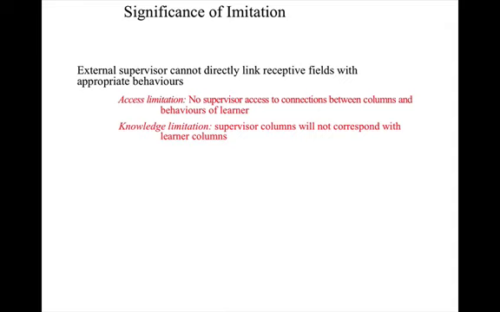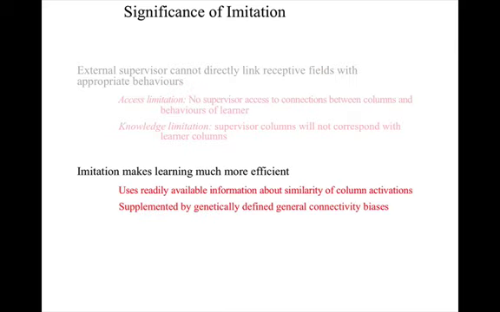Anyway, the lack of correspondence between receptive fields in the teacher and pupil brain would make such direct access very hard to use. But imitation just uses information about the overlap between different column populations in the pupil's brain to generate appropriate reward behaviors. It doesn't require any information that isn't available to neurons. Hence, imitation is of critical importance and turns up in all sorts of different behaviors as a way to enhance learning.